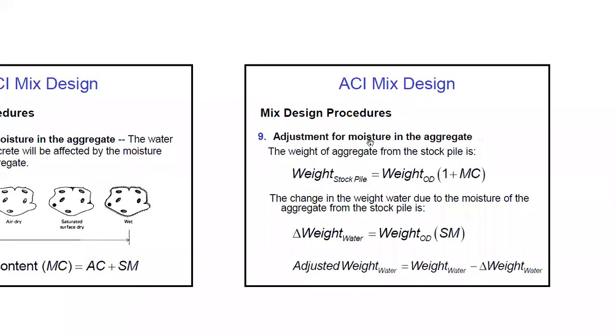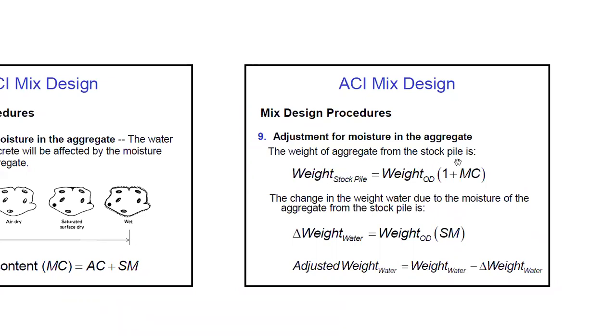Now, adjustment for moisture in the aggregate. We need to adjust the moisture content for the aggregate in the stockpile. The source from where you are going to pick up the stones would be tested for its condition, and we see whether the aggregate is air dried, or in wet condition, or in saturated surface dry condition. So considering that fact, we are going to adjust the weight of aggregate.